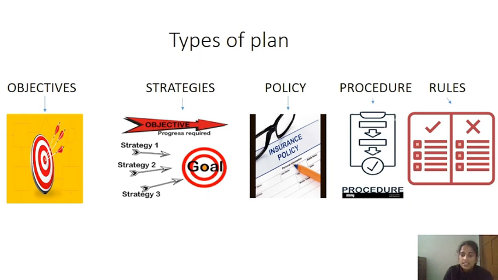Rules are something related to strictly saying no or yes. For example, cigarettes are not allowed in the company. That means it is a rule, a rigid structure. This comes under rules, and during planning we predict and make efforts to decide in advance what will be done and what will not.